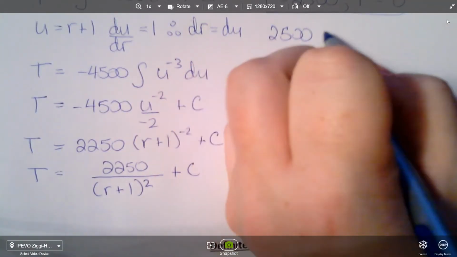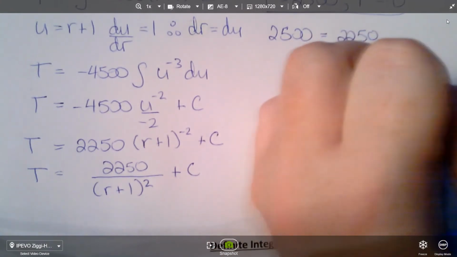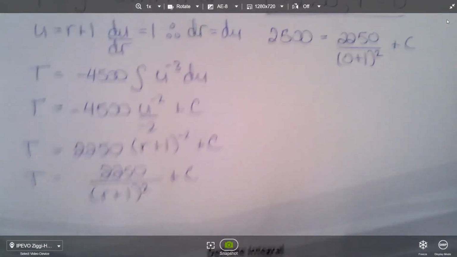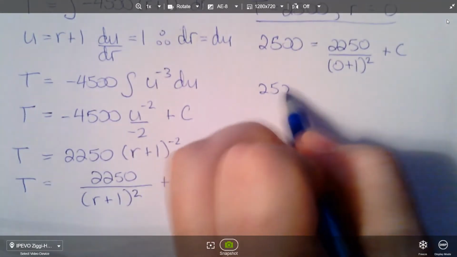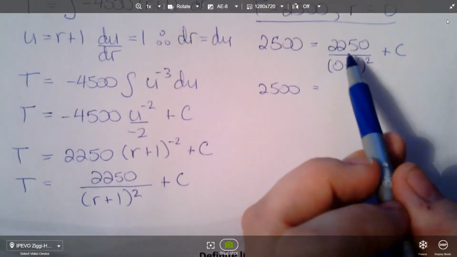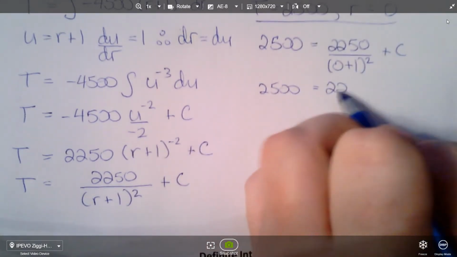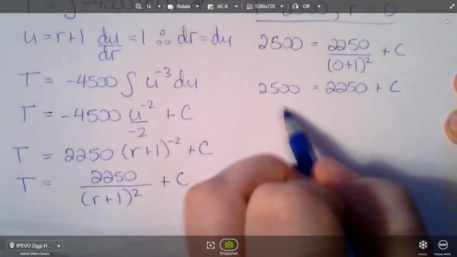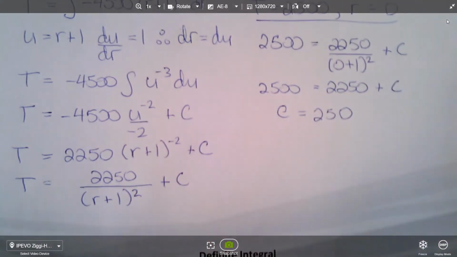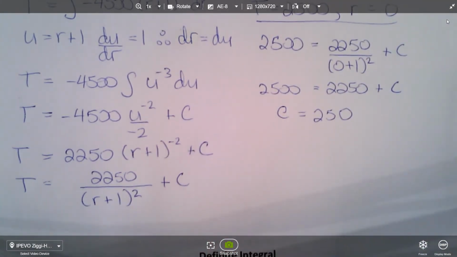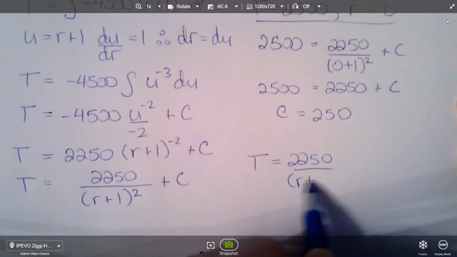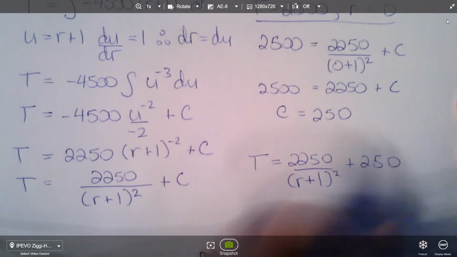2,500, I need 250 over 0 plus 1, and c. All right, what do we got here? So on the left side, nothing to do. On the right, we get this over 1 squared. Well, that's just that. And when I move this over, it changed signs, so it subtracts. So I end up with 250. And there's our c. So our temperature function is actually this. There it is.